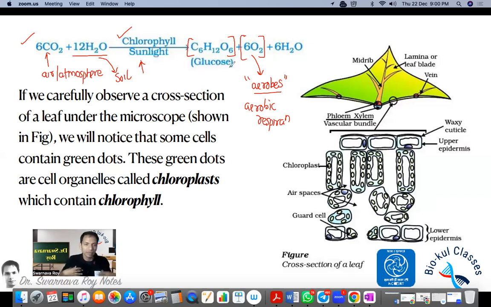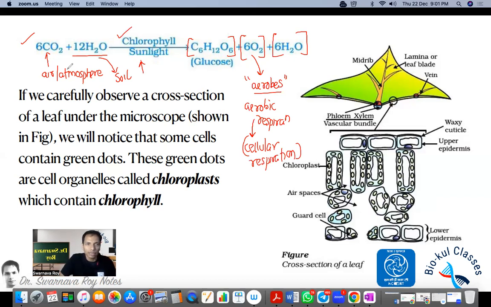We human beings are an example of an organism which carries out aerobic respiration. So we need this oxygen. We carry out cellular respiration with the help of this oxygen. And also there is formation of water molecules. So this is the complete equation of photosynthesis.